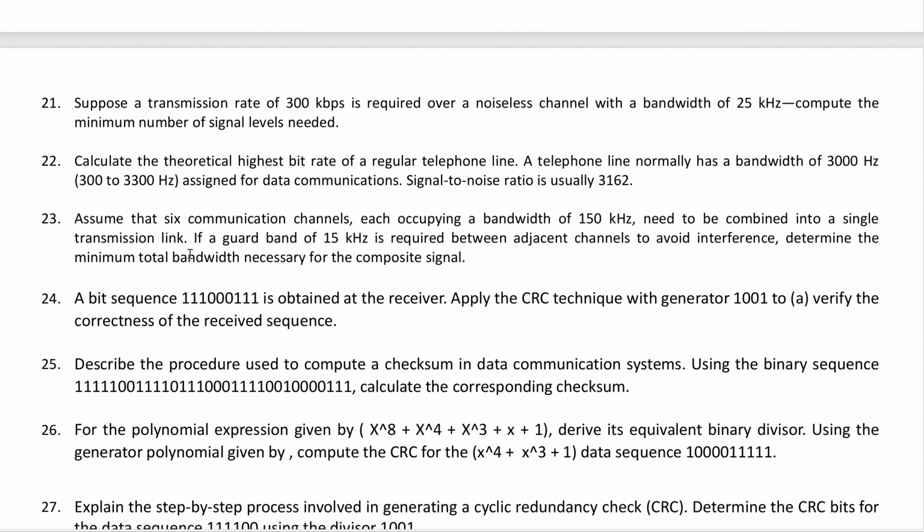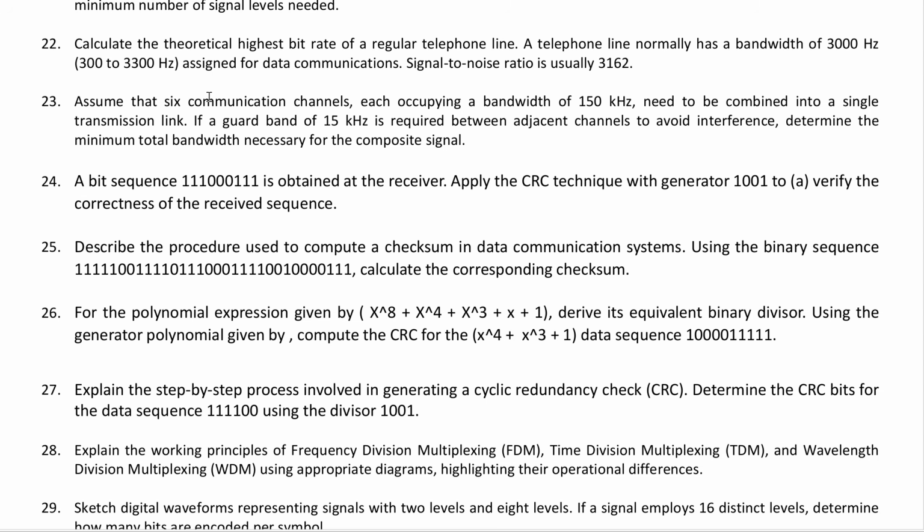Now the next problem is question number 22. Question number 22 says: calculate the theoretical highest bit rate of a regular telephone line. A telephone line normally has a bandwidth of 3000 hertz, that is, minimum 300, maximum 3300 hertz. So obviously we subtract lower from higher: 3300 minus 300 is 3000 hertz, assigned for data communication. Signal to noise ratio is also given to us as 3162. We have to calculate the theoretical highest bit rate of this telephone line, right?